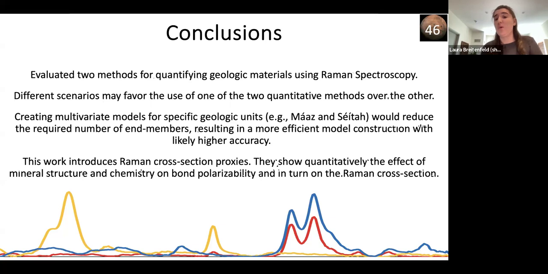And then a really important part of this project was we introduced the Raman cross-section proxy method. And we showed that there was a quantitative relationship between the mineral structure and chemistry on the effect of bond polarizability, and in turn, the Raman cross-section proxy.